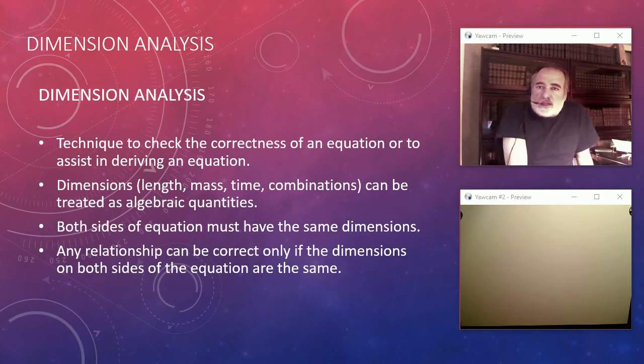But let's get right on to the topic, dimension analysis. It is, as I said, a technique to check the correctness of an equation or assist in deriving an equation. We have these dimensions, whether it be mass, time, whatever, and we can use them as algebraic quantities, can cancel them algebraically on either side of an equation. Both sides of the equation must have the same dimensions, and any relationship can be correct only if the dimensions on both sides are equal.